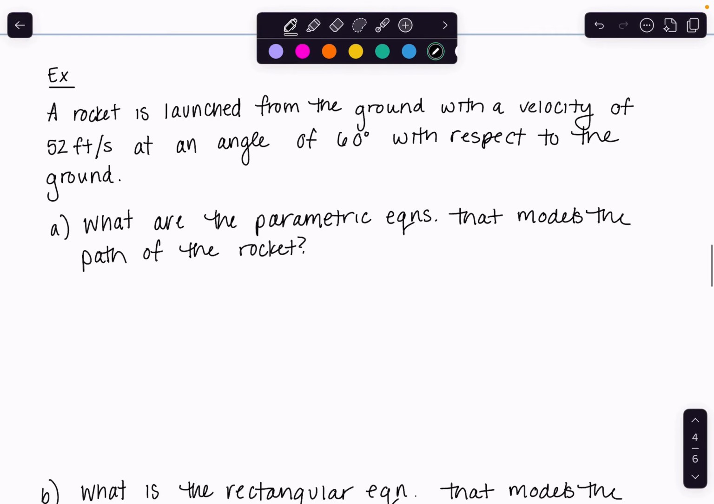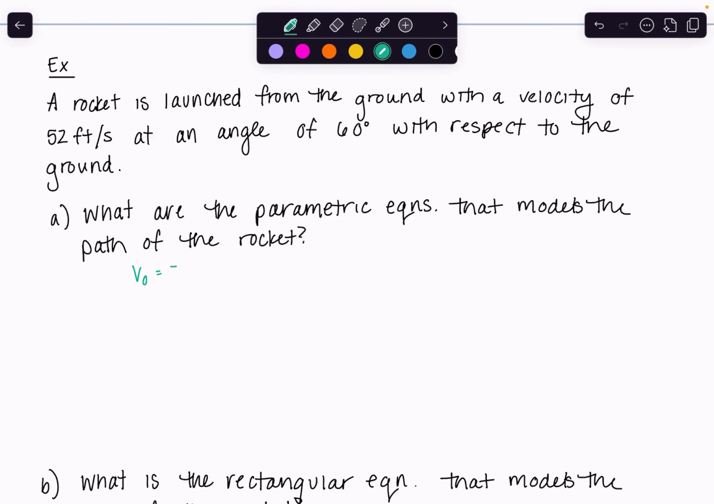A rocket's launched from the ground with a velocity of 52 feet per second and an angle of 60 degrees with respect to the ground. We want to figure out what the parametric equations are for the path of that rocket. So just filling in what everything is: our initial velocity is 52 feet per second. Our theta value is 60 degrees. Our height, because it's launched from the ground, is 0. And then gravity in this case, because we're given feet per second, is going to be 32 feet per second squared. Okay. So our x coordinate is given by v0 cosine of theta t.